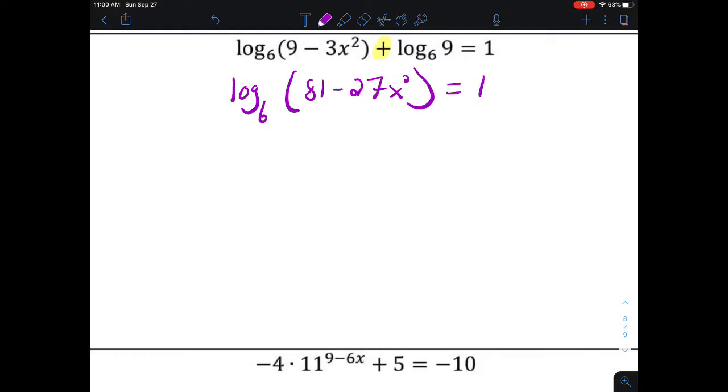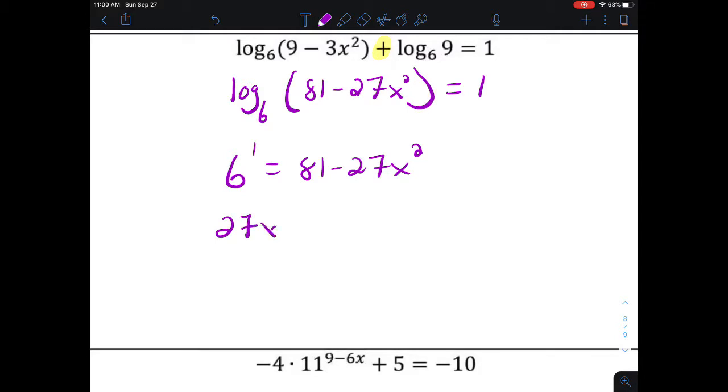Now I go to solve. Now I do not set the inside of the log equal to 1 here because there's no log written on the right hand side. What I would do is I take the base of this log on the left. So 6, I'm going to write this log as this exponential inverse. It would be 6 to the 1 power equals the inside. And so we'd have 6 to the 1 is equal to 81 minus 27x squared. And then we'd go solve for x.